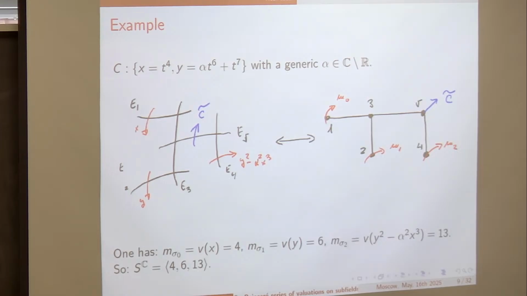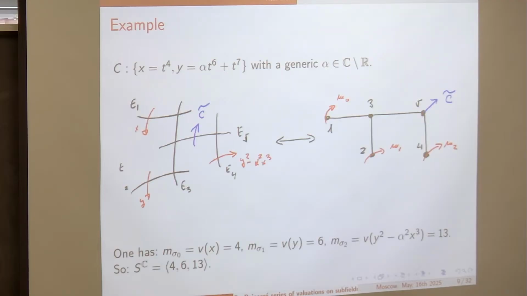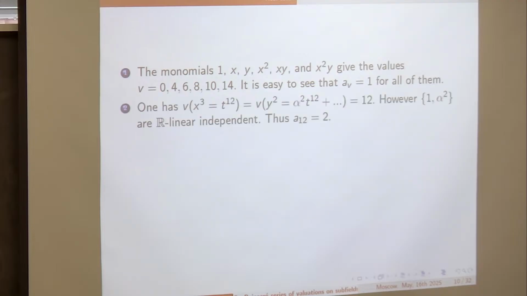So with this in mind, we made the following computation. First, these monomials give you the values. This is easy because you see here we have x, y, etc. So with x, y, and then you have these values, 4, 6, 8, 10, etc. It's very easy to see that in all these cases you have dimension 1. That means the coefficient of the series is 1, the real dimension 1 for each. So here we have the first element with dimension 2.